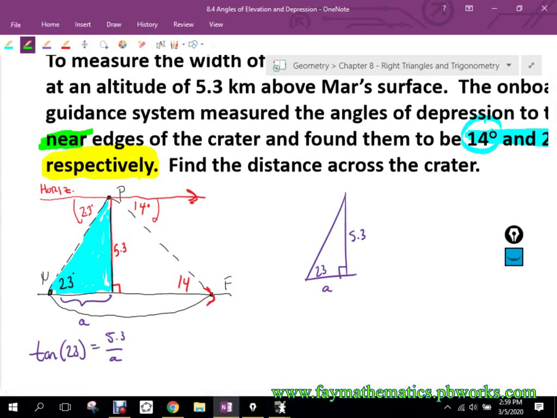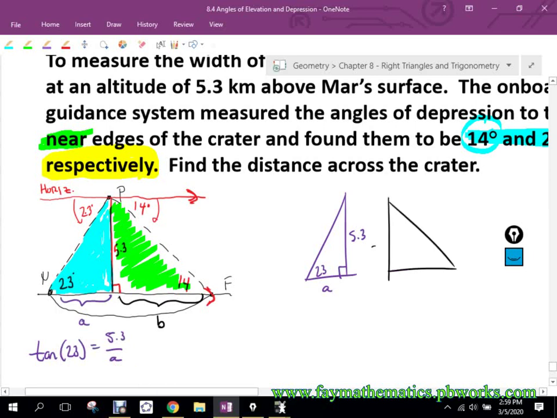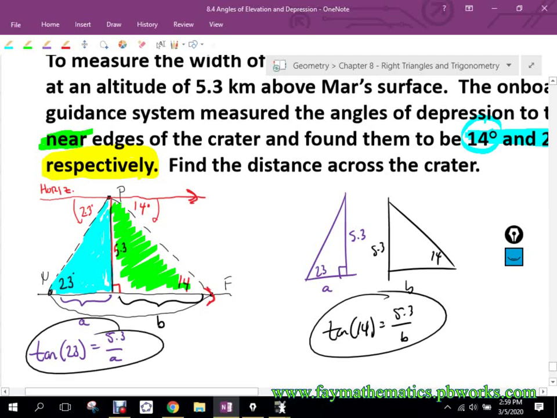Okay. Now, look at this one. Using the same logic, could I find that distance B? So that triangle is going to look something like this, where this is 5.3 and this is B. There's 14. Could I say tangent of 14 is equal to 5.3 over B? Those two equations are finding A and B, right? What would I have to do with A and B to find the distance across this crater?